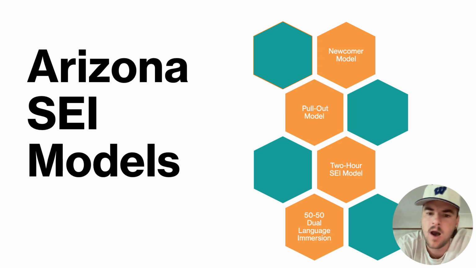Okay, so we have a model, and we got four of them. We have the newcomer model, which is intensive support for recently arrived students. We have the pull-out model, targeted language instruction outside general classroom. We have the 2-hour SEI model. This is dedicated for English language block. And then we have the 50-50 dual language immersion, which is like a bilingual instruction requiring parent waiver.